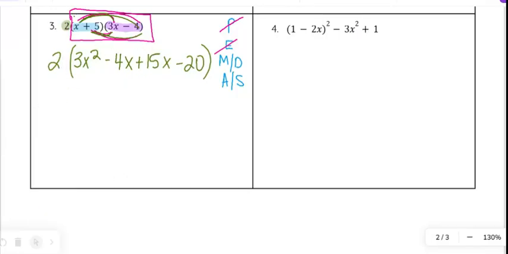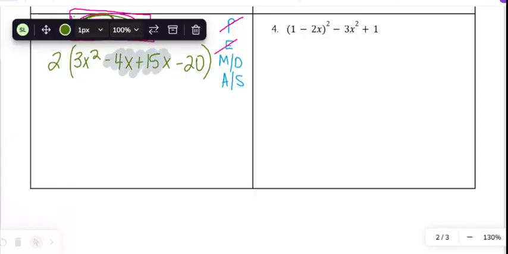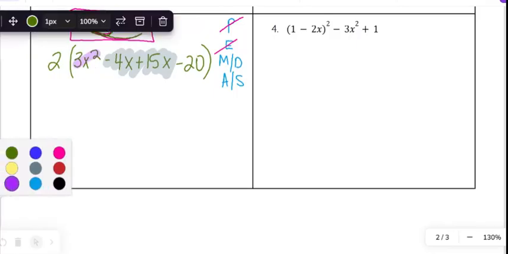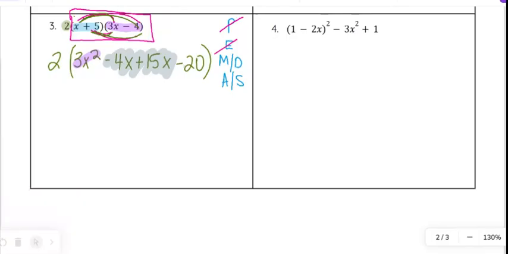Before I multiply that 2 in, I would go ahead and combine like terms inside the parentheses. You can see that in the parentheses, we do have like terms with the x's here in the middle. 3x squared does not have a like term with anything else, and minus 20 doesn't have a like term with anything else. So I'm going to leave the 2 out front, and then 3x squared stays. Minus 4x plus 15x becomes plus 11x, and then we still have minus 20.